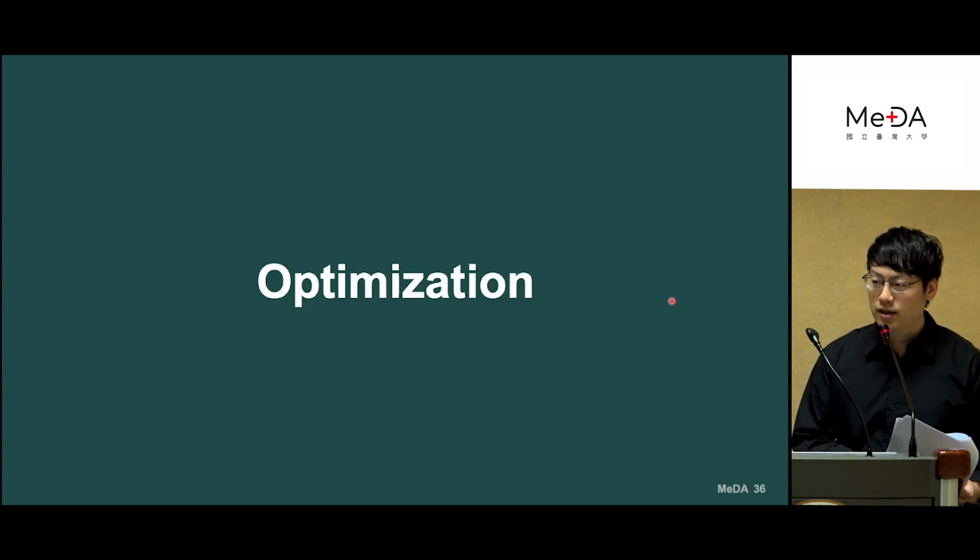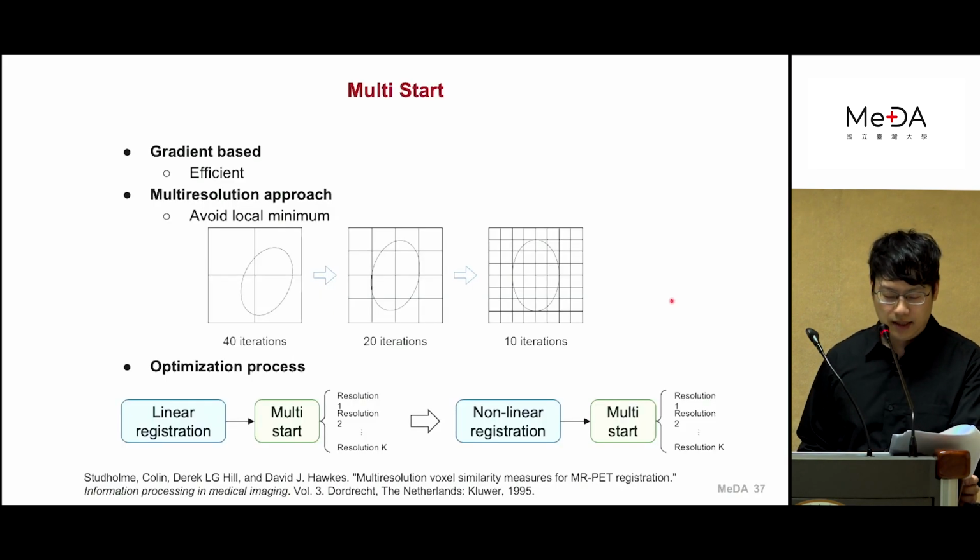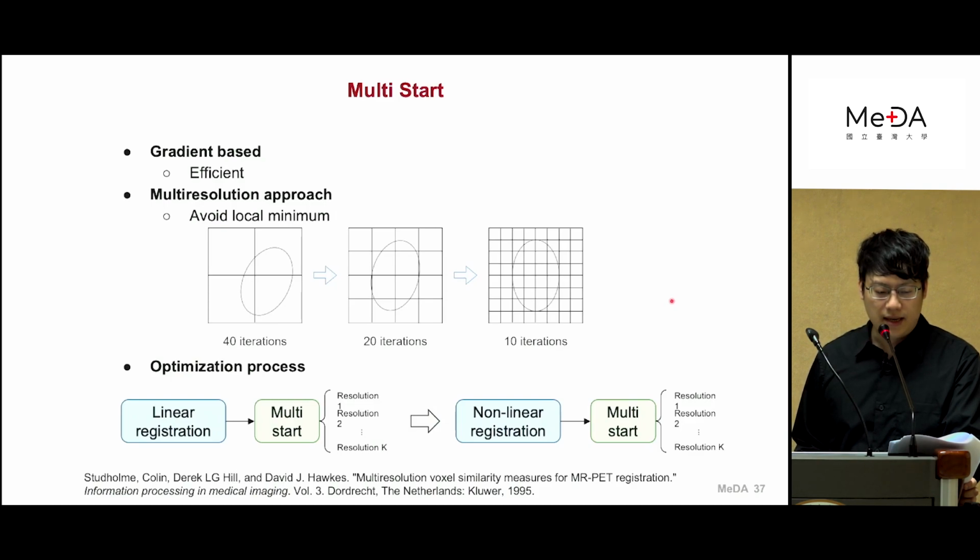Finally, the optimization approach. The optimization process can be addressed using gradient-based algorithms. To prevent local minimum, a multi-resolution approach is implemented. Initially, the optimization of the transformation is iterated on a low-resolution image. After a certain number of iterations, the optimization is then applied to a higher resolution image, and so on.